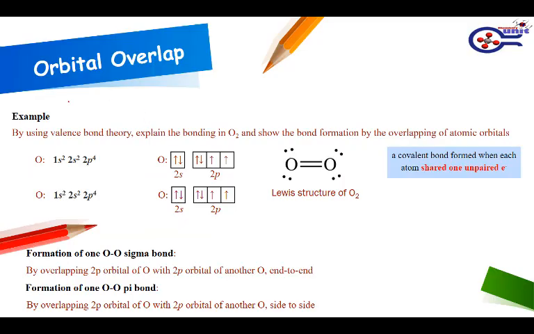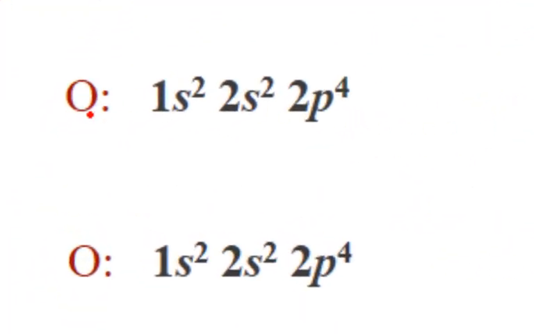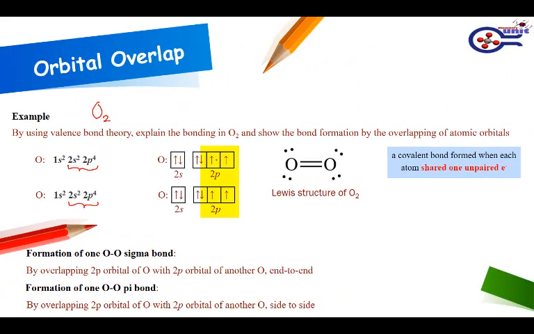Now, let's have a look at the oxygen molecule to see another type of overlapping of atomic orbitals using valence bond theory. Oxygen has 6 valence electrons, which are located in 2s and 2p orbital. It will share 2 electrons with another oxygen atom to achieve octet. From the Lewis structure of oxygen, it has 1 sigma bond and 1 pi bond. The unpaired electrons in 2p orbitals will overlap in order to form sigma and pi bond in the molecule.